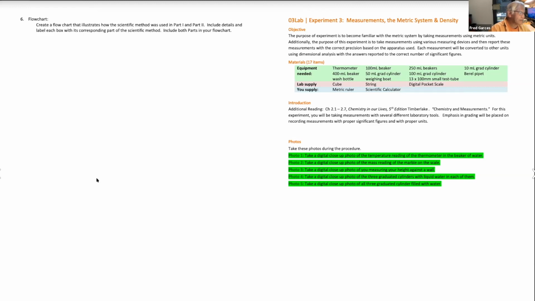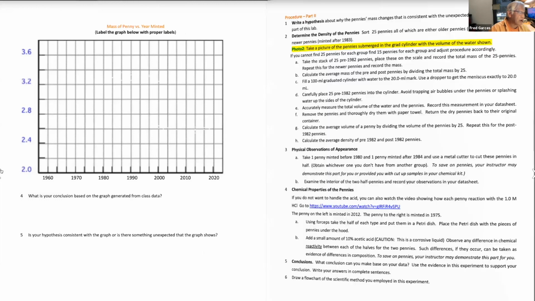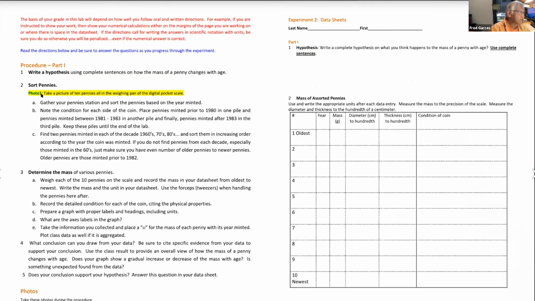That's basically it in terms of that. Pay attention to these right here, because these are where you want to take photos. You're going to take a photo so that you have proof that you're doing this experiment. There are 2 photos required in this lab.